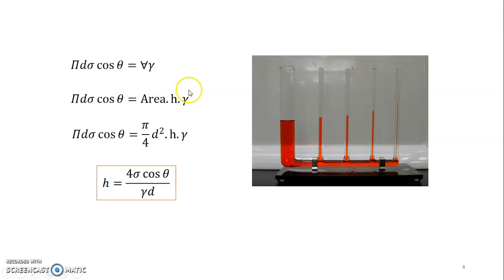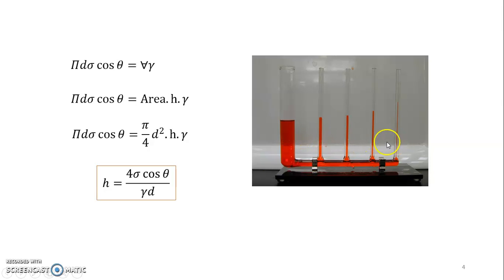Okay, now more simplification related to the right hand side. The volume is area into h, where h is the capillary rise. So pi d sigma cos theta equals pi by 4 d square h into gamma. You can simplify for h here. h is nothing but 4 sigma cos theta by gamma into d.